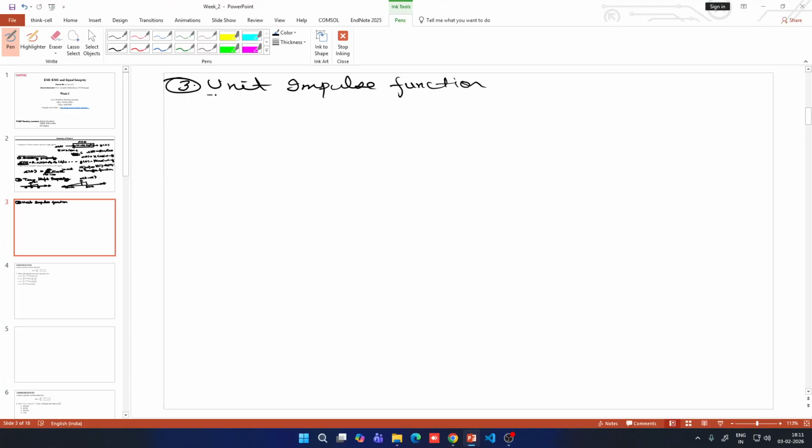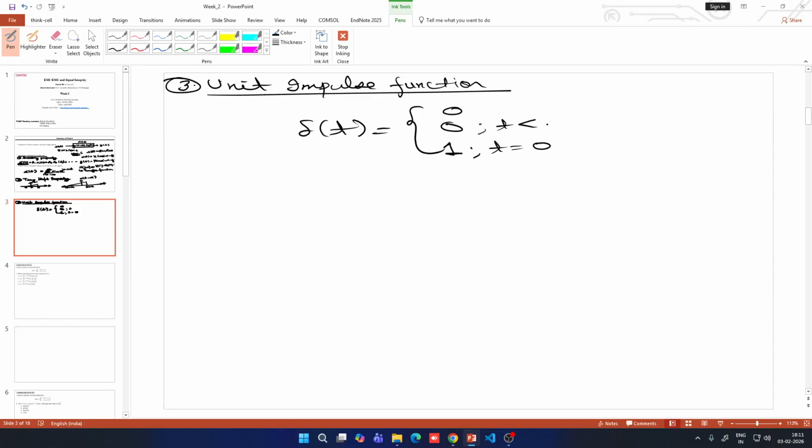So I'm just giving a brief overview. The unit impulse function, which is the Dirac delta function, we can write as 0 everywhere. Its amplitude is 1 when time is 0, and everywhere else it is 0. So this Dirac delta function or unit impulse function looks something like this.